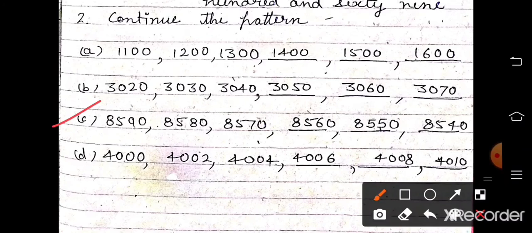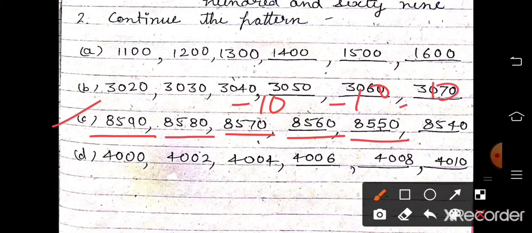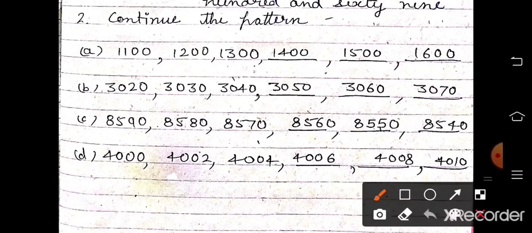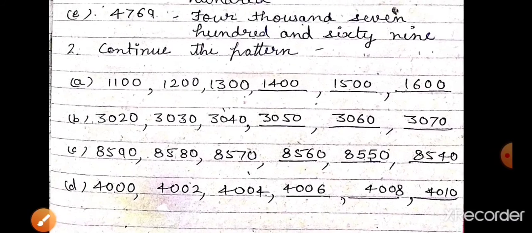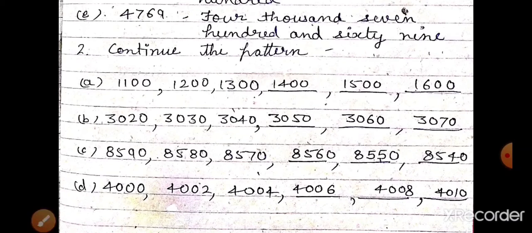Okay, now C part, 8590, 8580, 8570. So it means minus 10. So what will come next? 8560, minus 10, 8550, minus 10, 8540. Okay, so this is the pattern, minus 10. Now 4000, 4002, 4004 means plus 2 pattern. So 4004 plus 2, 4006 plus 2, 4008 plus 2, 4010. Okay, so identify the pattern and write the answer.